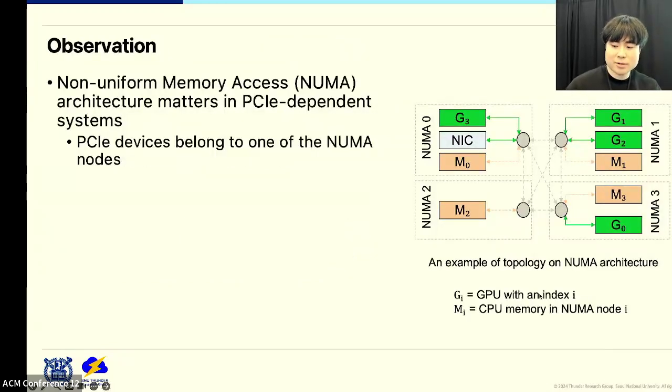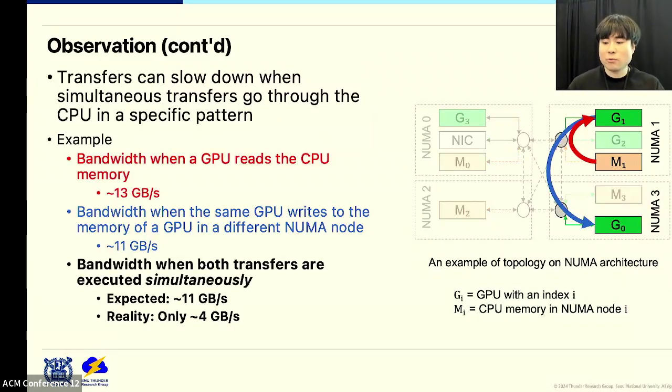We identified that the root causes of performance degradation are related to NUMA architecture. In NUMA architecture, PCI devices as well as memory channels belong to one of the NUMA nodes, as shown in the figure on the right side. We observe that transfers can slow down when simultaneous transfers go through the CPU in a specific pattern. There are lots of such patterns, and here we describe one example. Here, the red arrow represents the transfer where a GPU writes to the CPU memory in the same NUMA node. And the blue arrow represents the transfer where a GPU writes to the memory of a GPU across the NUMA boundary. Each transfer alone achieves reasonable performance in PCI generation 3 links, which is around 10 gigabytes per second. However, when both transfers are executed simultaneously, they achieve unexpectedly low performance of 4 gigabytes per second, significantly lower than the PCI link.